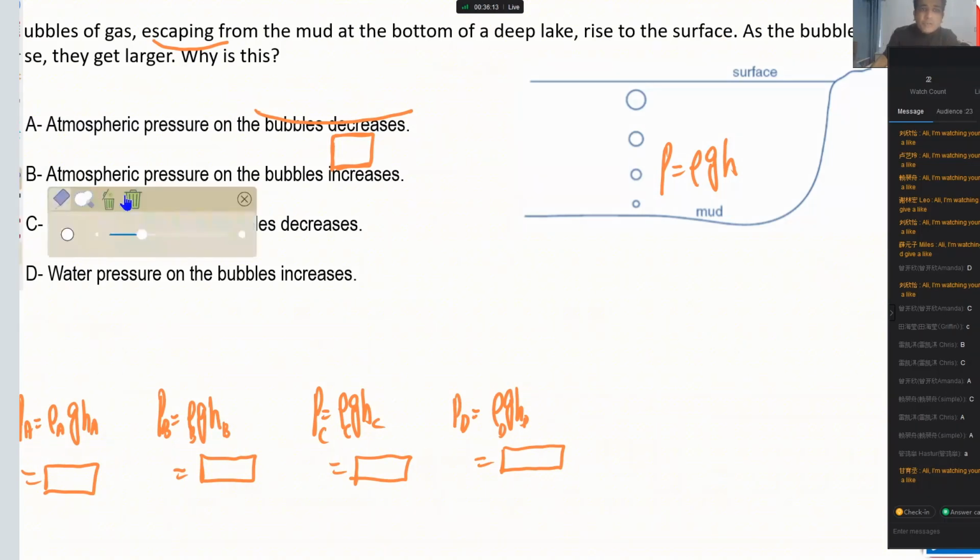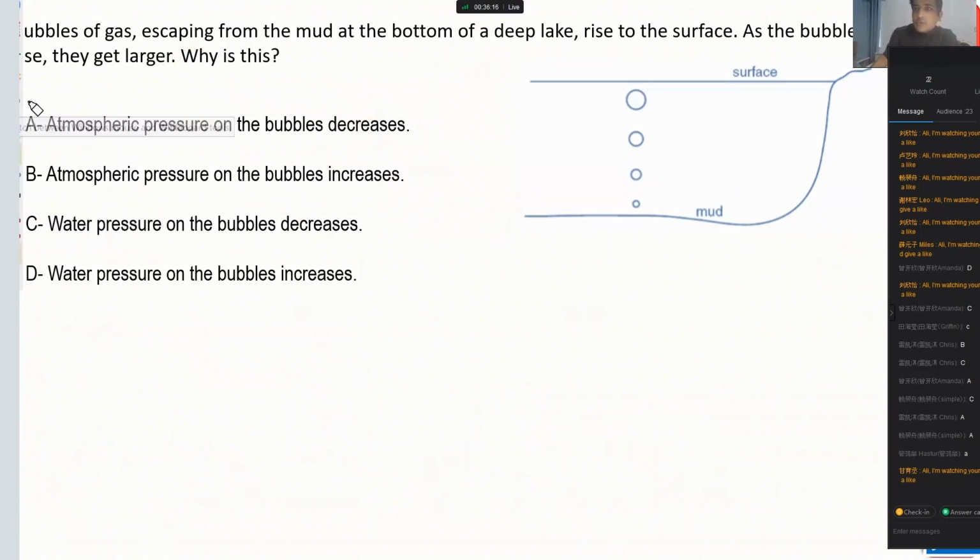Then we change a little bit of topic, but we will continue talking about the same chapter. So please try to answer this now. You need to understand why the size of the bubble is getting bigger, meaning why the bubble is expanding when it goes up. This is a very common observation when we look at bubbles coming to the surface. We will see the size of the bubble gets bigger and bigger when it comes to the surface. Why does the size of the bubble increase? So you have to look at this formula. P is equal to rho GH.